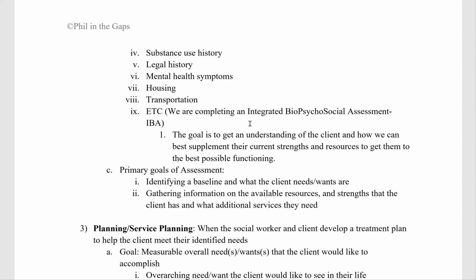It's the first thing where we get to know everything about a client. What are you bringing in? What can we do to help you? So that way we can have a thorough understanding of what is being addressed at this moment. So the goal is to get an understanding of the client and how we can best supplement their current strengths and resources to get them to the best possible functioning. Again, that is the overall goal, is to get them to the best level of functioning that they can.